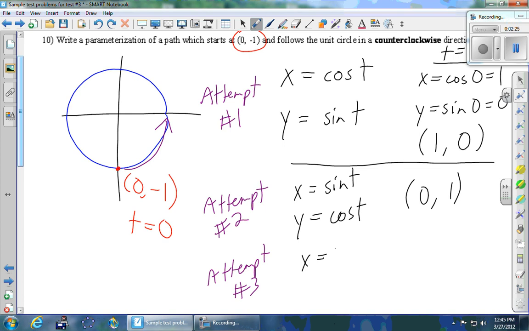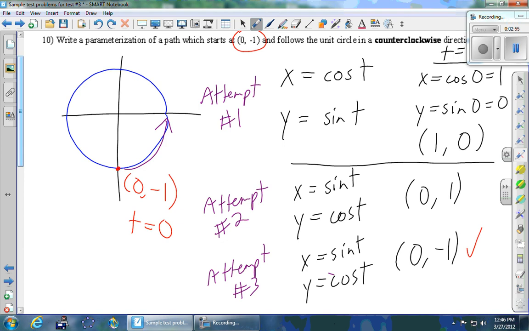So the previous attempt was good, so we'll start from there. But what we really want is to make this y-coordinate a negative. So how about we just stick a negative sign right in front of the cosine. And if we do that, then again plugging in t equals 0, you get 0 for the x, and you get -1 for the y. So that's good. We've got our starting point.